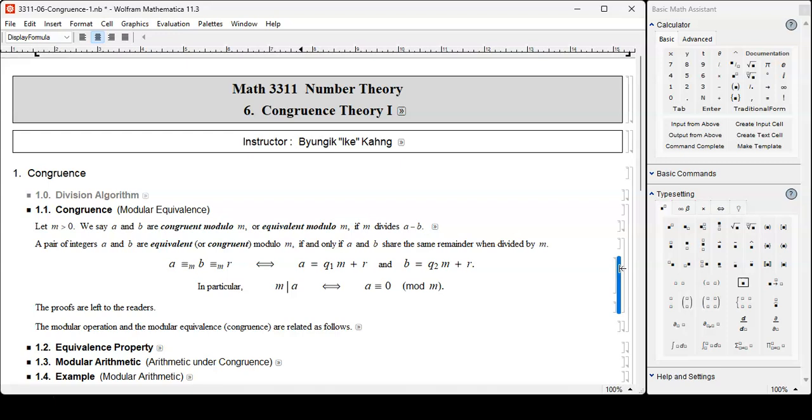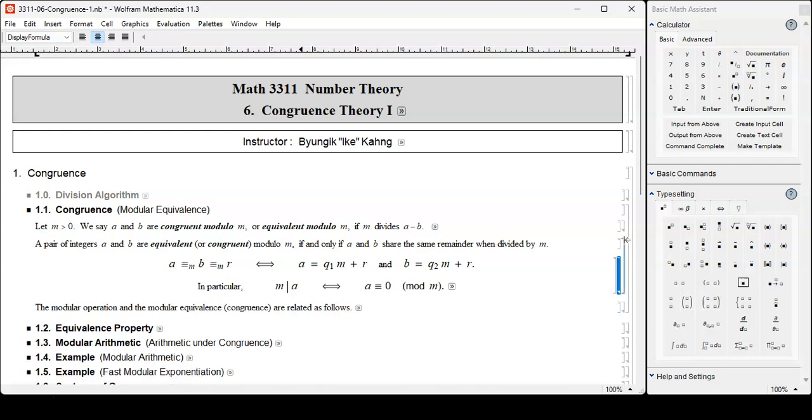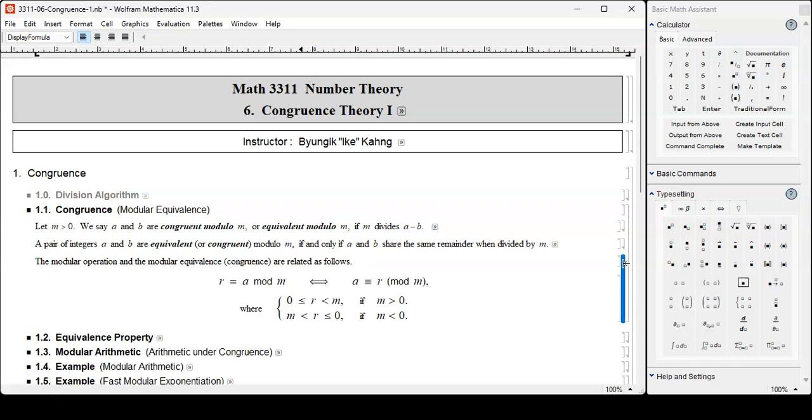Oh, the proofs are left to the students, but I already did it. Let's see, is this worth talking about? Well, okay, let's spend just a little bit of class time.